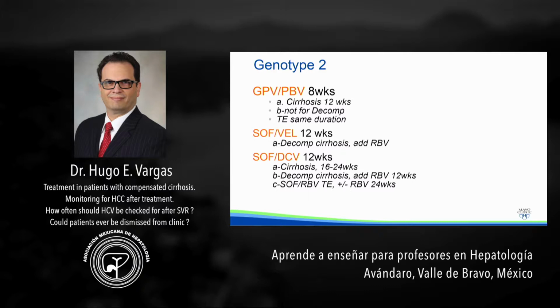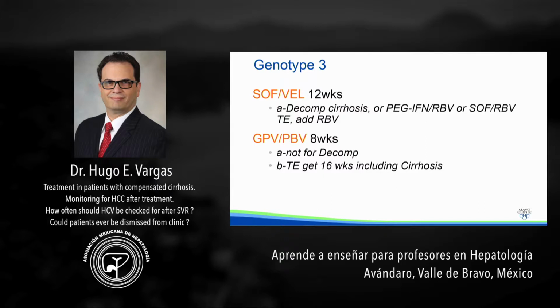You just need to recognize that if cirrhosis is present, you need to treat for longer, and I tend to add ribavirin to that group. That's not a recommendation that's coming from the AASLD necessarily, but I think that in that patient population, I've had some failures in cirrhosis with genotype 2. But GP is a very easy to use regimen for 12 weeks in this patient population, as well as Sofosbuvir-Velpatasvir, and you don't necessarily have to use ribavirin in that patient population.